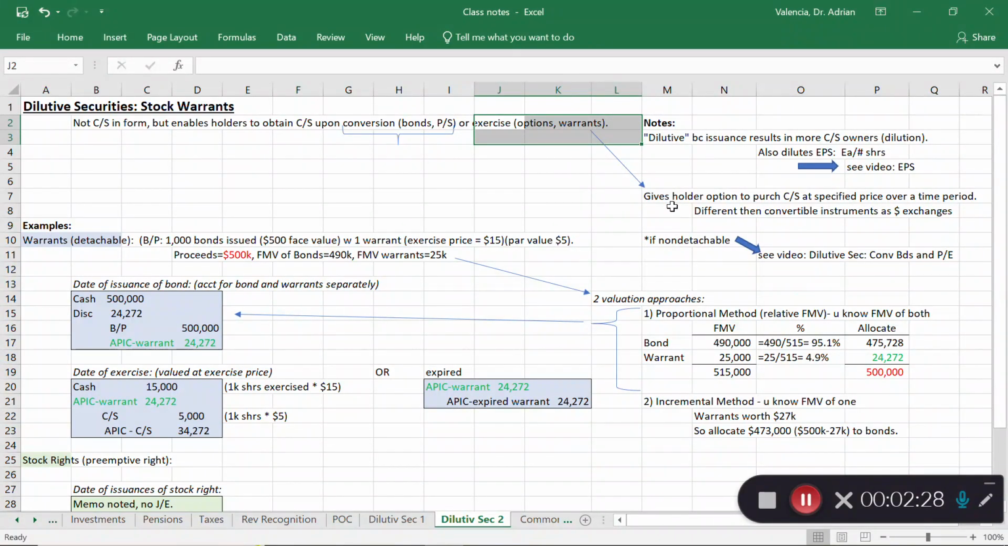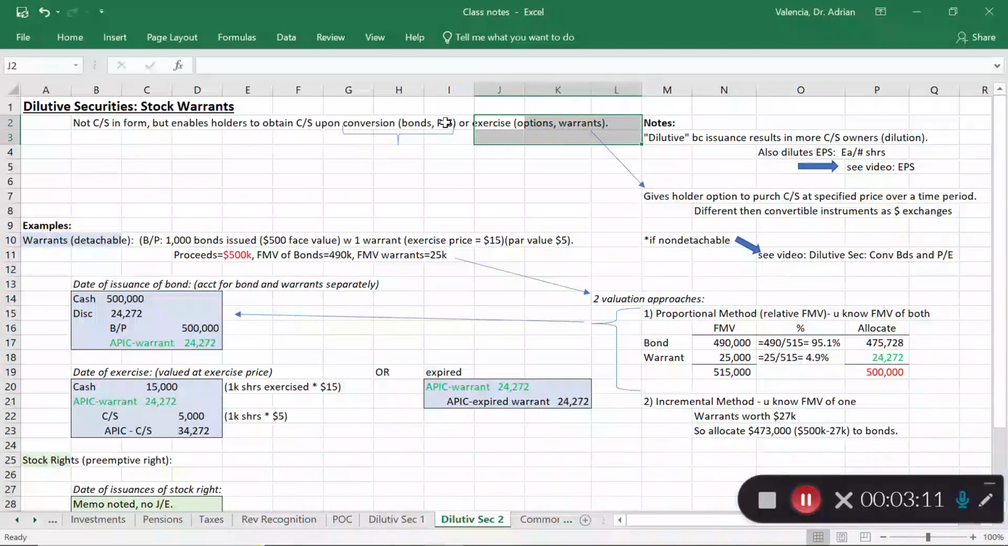Now, if you have a stock warrant, it gives the holder the option to purchase common stock, and this is important, at a specified price and at a specified time period. So these two things are very clearly stated. It's very different from convertible instruments like convertible bonds and preferred stock in the sense that when you exercise a warrant, there's going to be money exchanged. The holder of that warrant will have to pay for that stock. It doesn't mean that they have to pay it at the market price. They pay it at the exercise price dictated on that warrant or option.